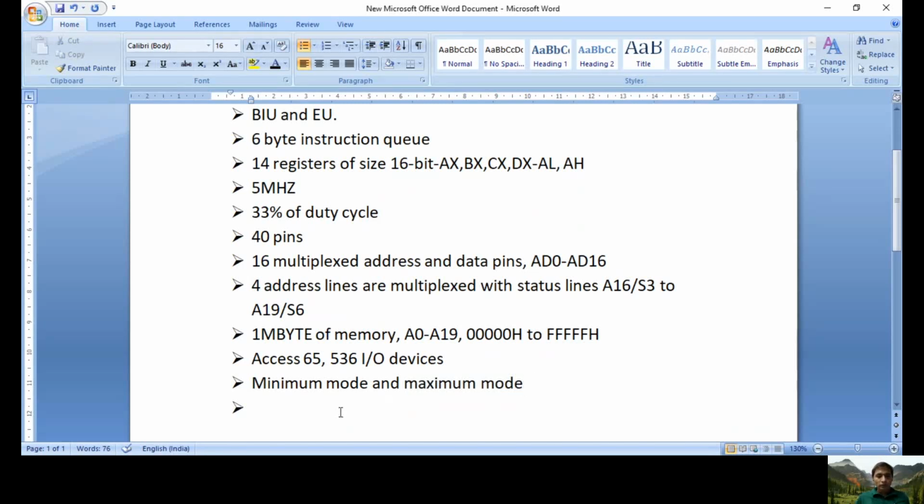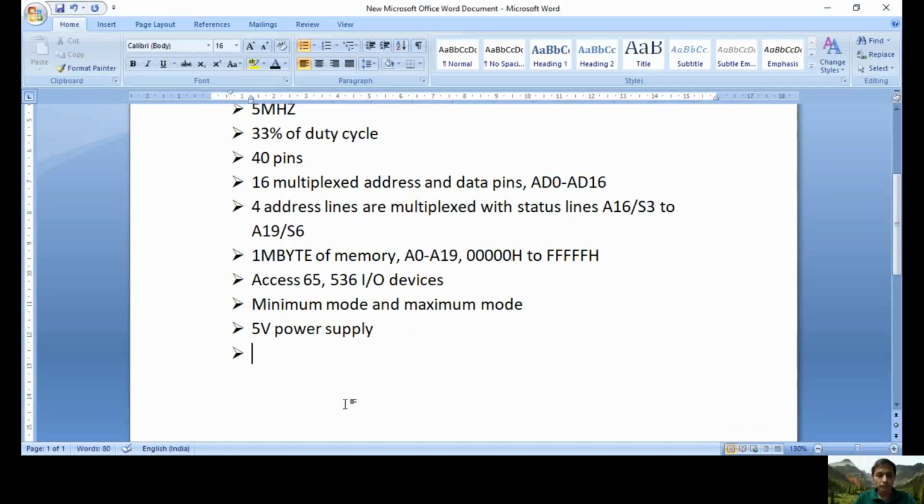Here the 8086 requires a 5 volt power supply. And one important feature of the 8086 is that it supports a pipelining mechanism. So let us see what the pipelining mechanism is.